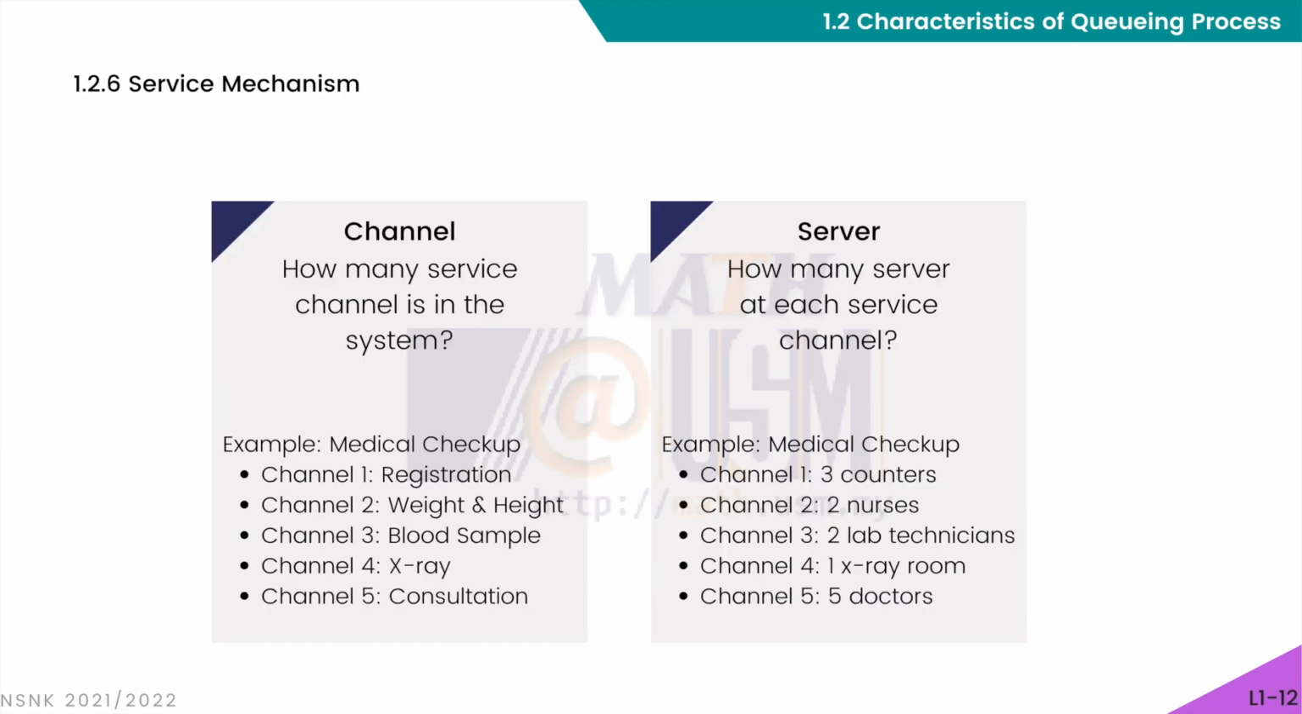Finally, our last characteristic of the queuing process is the service mechanism. It consists of one or more service facilities, where each facility contains one or more parallel service channels called servers. A queuing model must specify the arrangement of the facilities and the number of servers. An example of a channel is how many service channels are in the system.